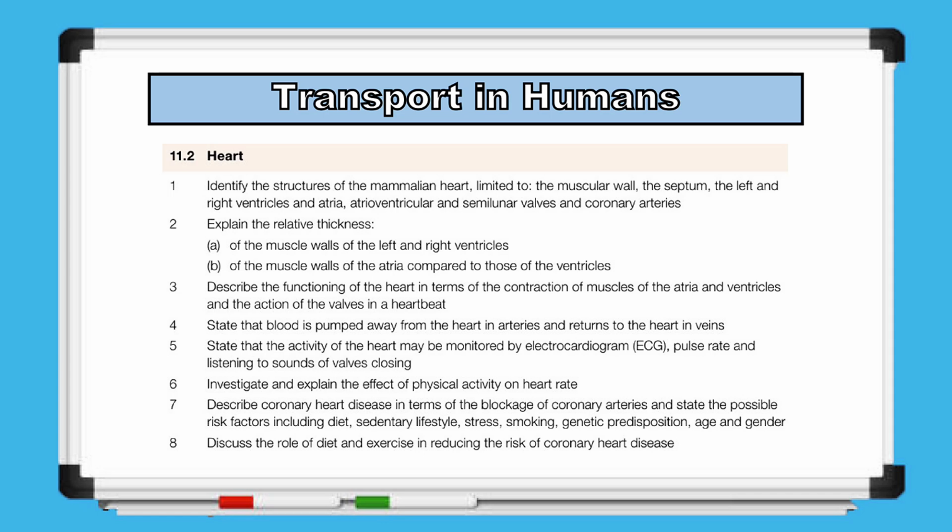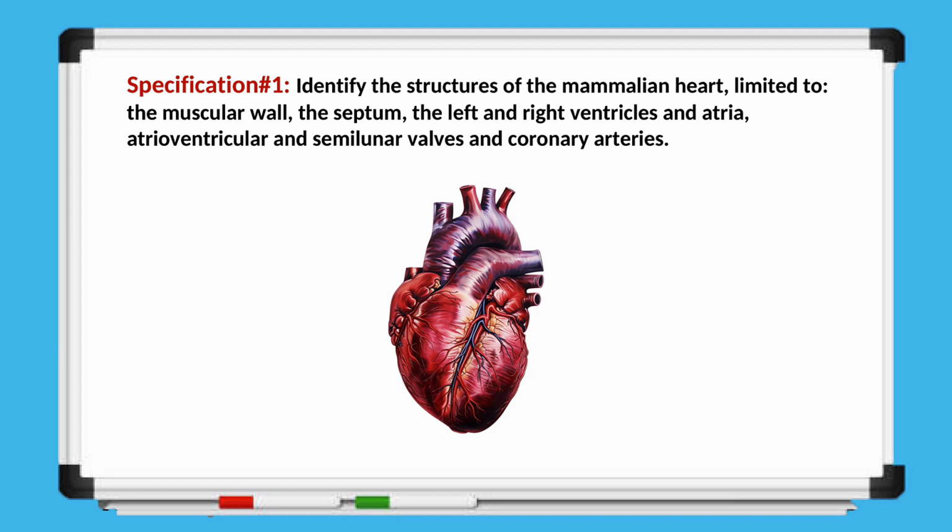Let's get started. Let's begin with the first point in the specification. Specification number 1 asks us to identify the main structures of the mammalian heart. These include the muscular wall, the septum, the left and right ventricles, the left and right atria, the atrioventricular valves, the semilunar valves, and the coronary arteries.